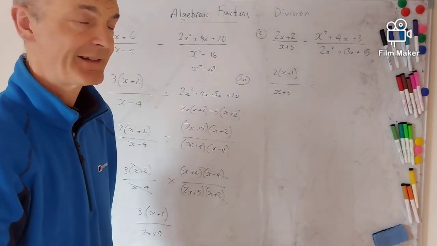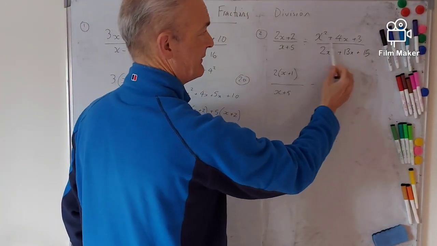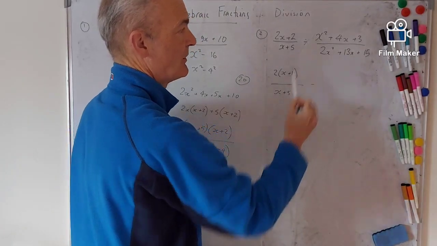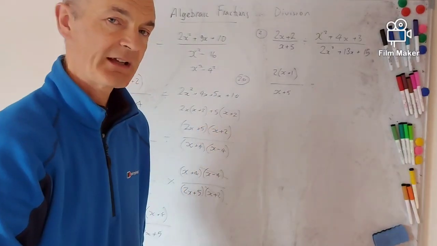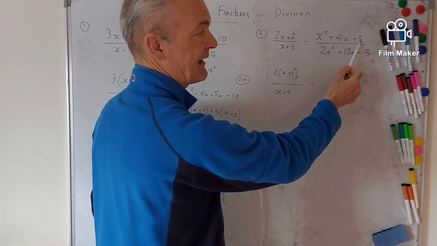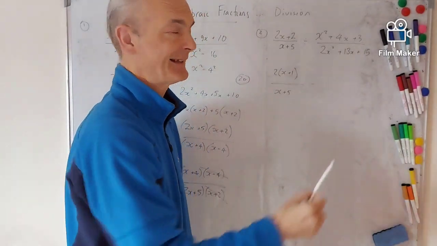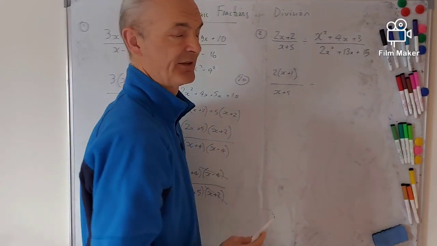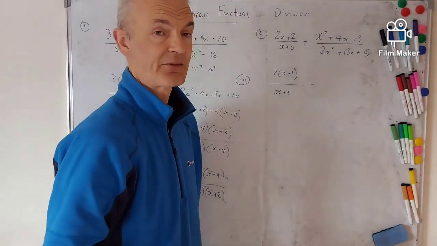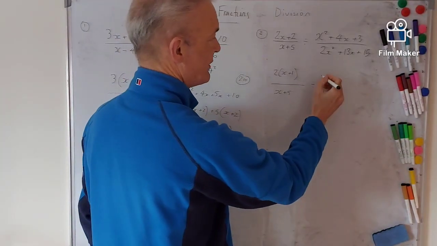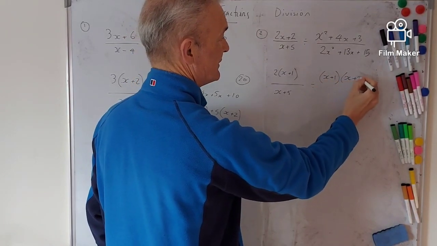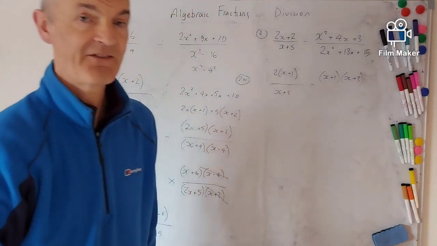Now we've got 2 quadratics. Now this is the easier sort of quadratic because it's just got a 1 as the coefficient of x squared. So all we're looking for here is 2 numbers that multiply together to give 3 and add together to give 4. So hopefully you can see that's 3 and 1. 1 times 3 is 3, and 3 plus 1 is 4. So we can immediately write that as x plus 1, x plus 3, and that's the top bit factorised.